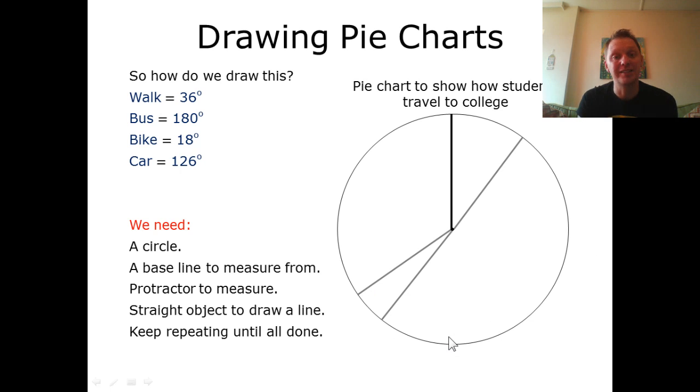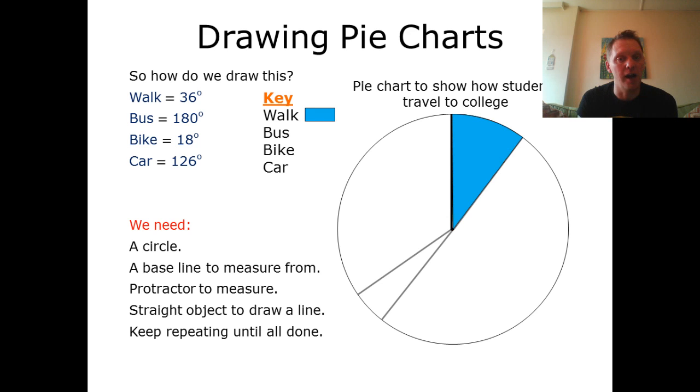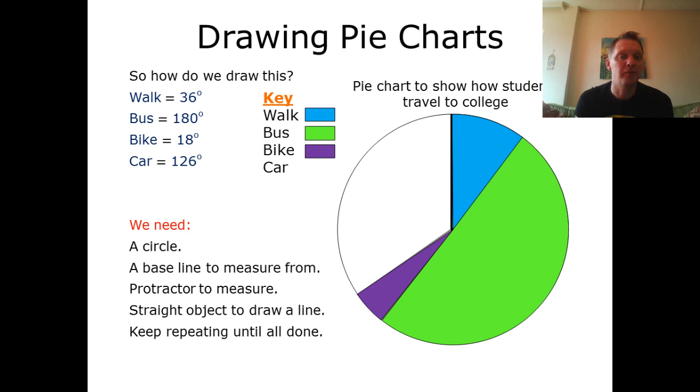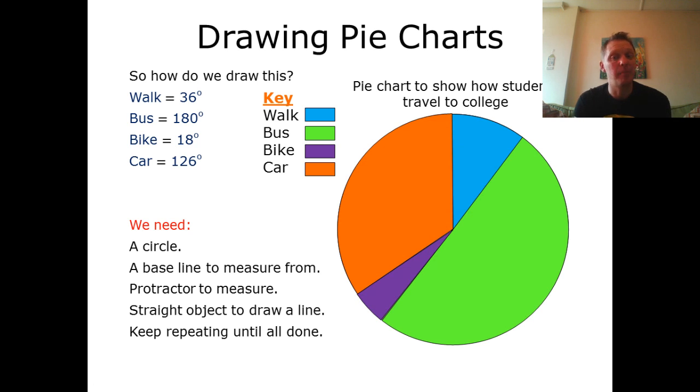So what I could use instead is a key with colour coding. So I could use blue for the walk, green for the bus, purple for the bike, and orange for the car. Now I've got the exact same pie chart, but it looks a lot more pleasing and people will notice this a lot more, it stands out a lot more.